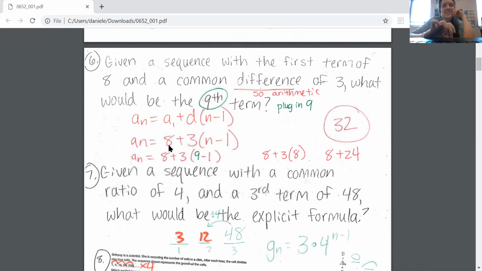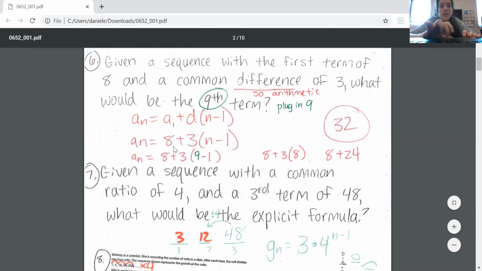The first term is 8, okay? The common difference is 3, so I just plug those into my formula. And then if I want the 9th term, I'm just plugging in 9 for n. I do PEMDAS and do my parentheses first. Then I multiply, then I add. I get the 9th term of 32. Or guys, you could just start at 8 and keep adding 3 9 times.